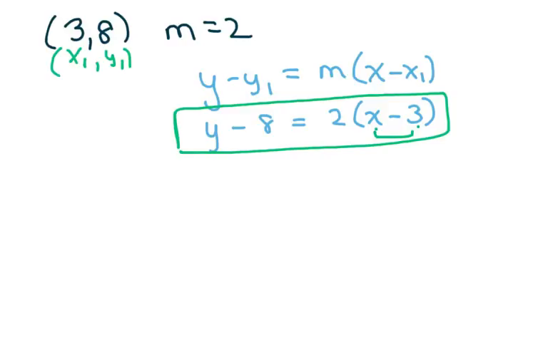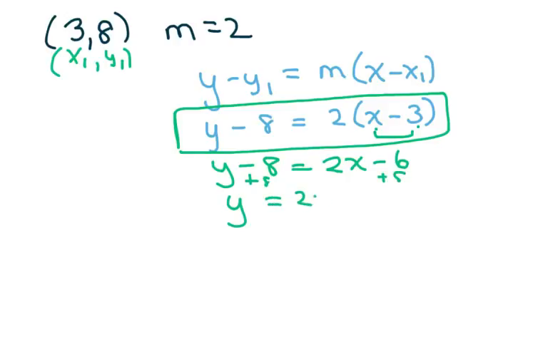So what you're going to do is let's clean up the right side. So we have y minus 8 and 2 distributes. It's 2x minus 6. Now standard form means the x and y go on the left side and the constants go on the right. So the first thing I'm going to do is add 8 to both sides. So we get y equals 2x plus 2. And then I'm going to subtract the 2x from both sides.